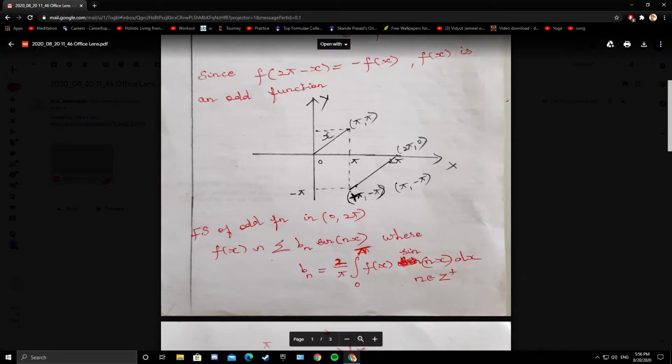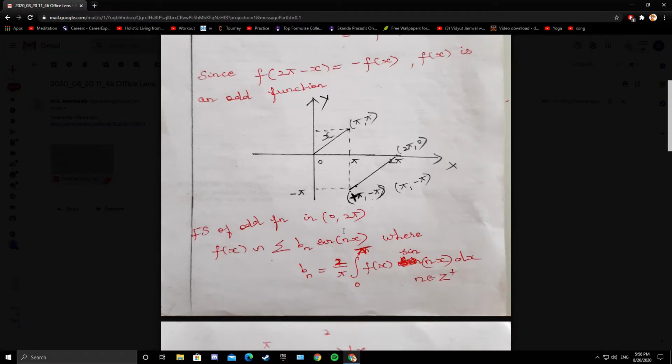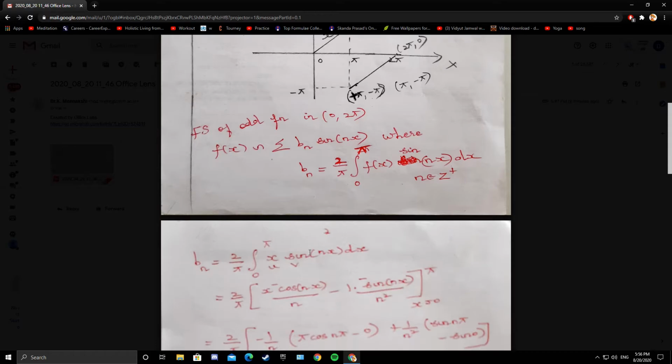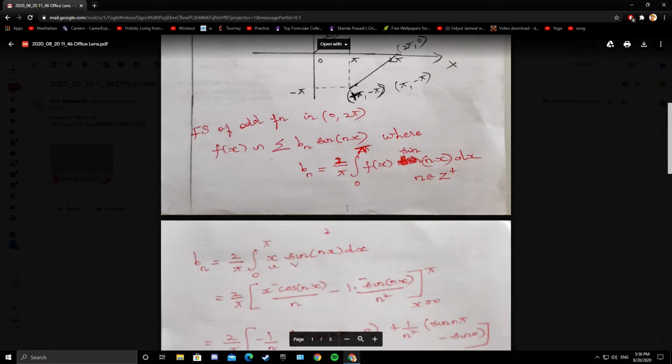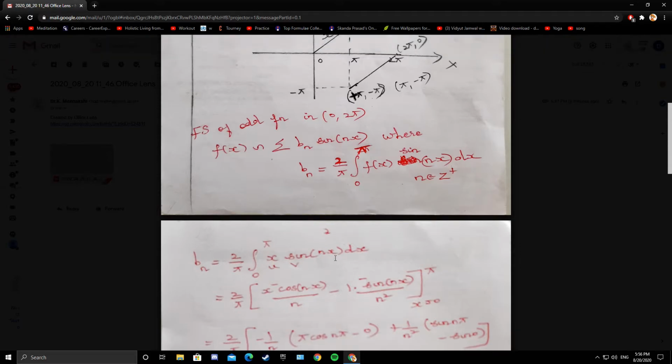Since f of x is an odd function, we have the Fourier expansion of an odd function in the open interval 0 to pi as f of x converging to summation bn sine of nx, where bn is 2 by pi integral 0 to pi f of x sine of nx dx. So we have used the Fourier expansion of an odd function formula in the open interval 0 to pi. If a function is odd, you only have to find bn. So what is bn? 2 by pi integral 0 to pi. What is f of x from 0 to pi? x. So x sine of nx dx.